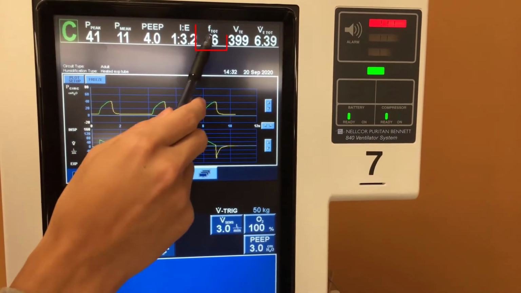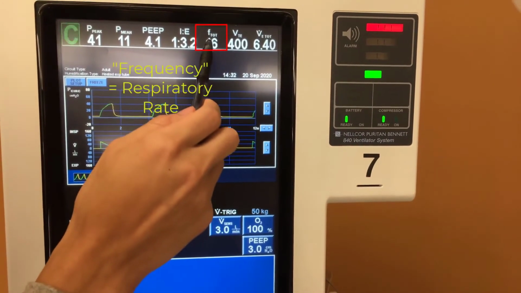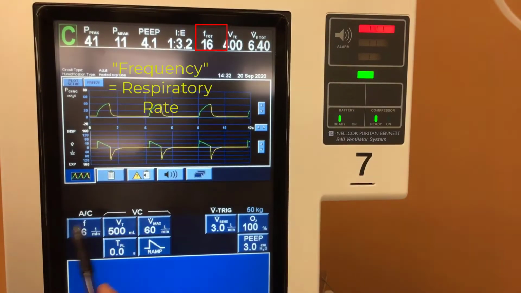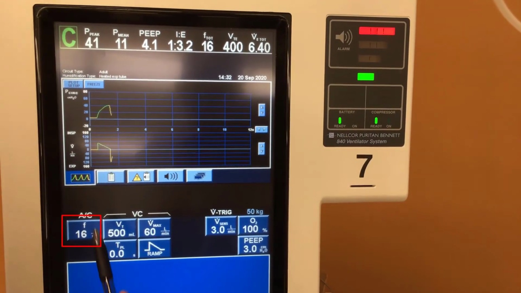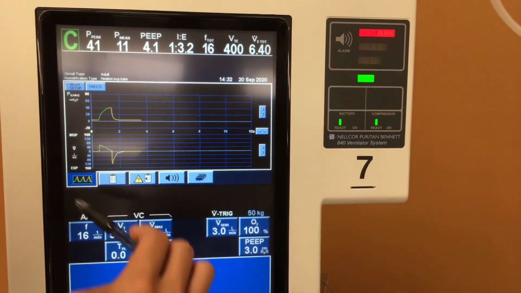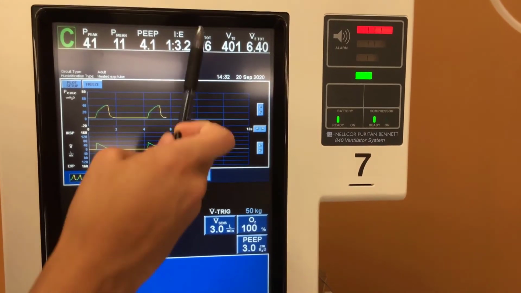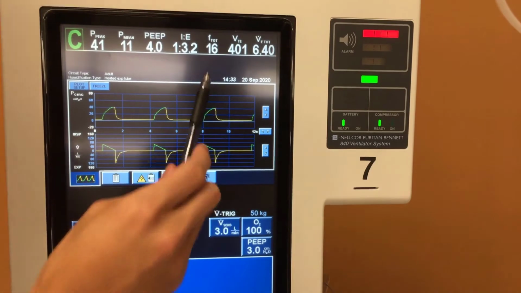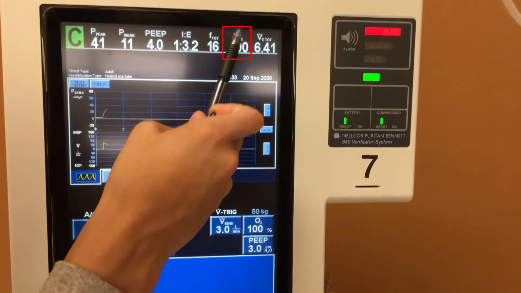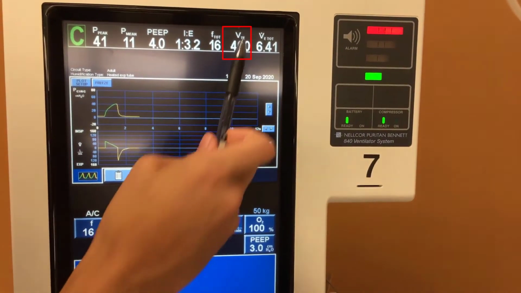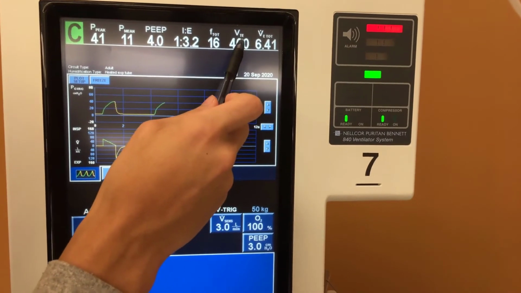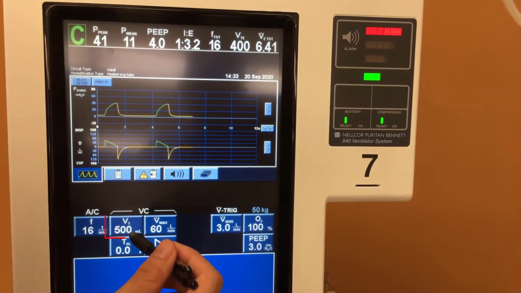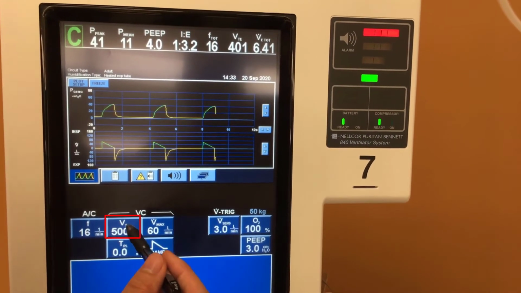Next, we have the frequency, and we can see that this frequency is the same frequency that we set in the machine. And this is saying that the patient is not doing any work and the machine is doing all the work. Next, we have the exhale tidal volume, and we can see here that this tidal volume is less than the tidal volume that we set in the machine.